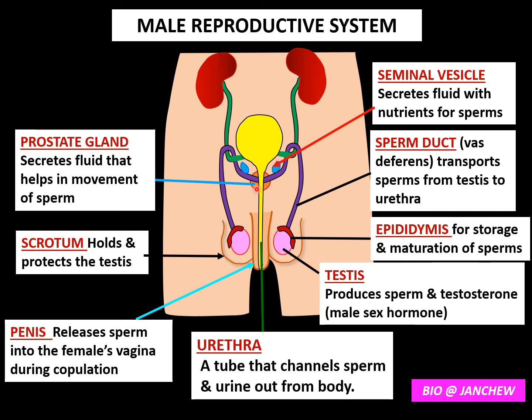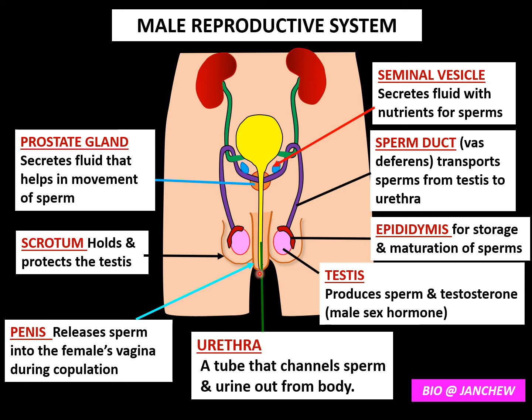So generally the secretions from these three structures, the seminal vesicle, the prostate gland, and the bulbourethral gland, will all be mixed together, and it will help to provide food, protect the sperms, and help in the movement of the sperm. These secretions plus the sperm will form the semen or the seminal fluid that flows out from the body. The semen or seminal fluid will flow through the urethra.